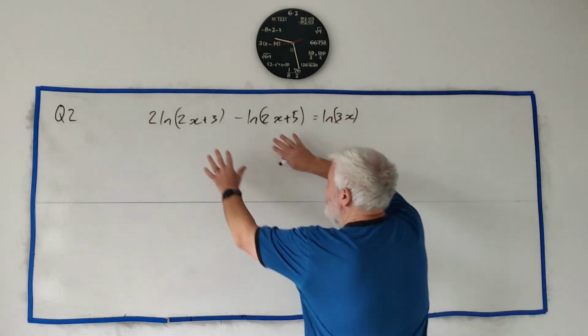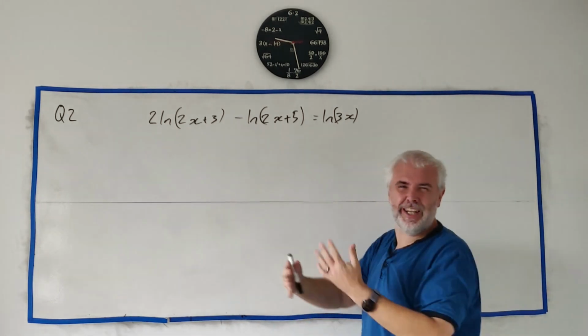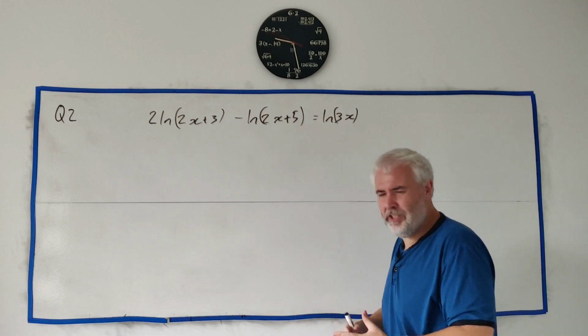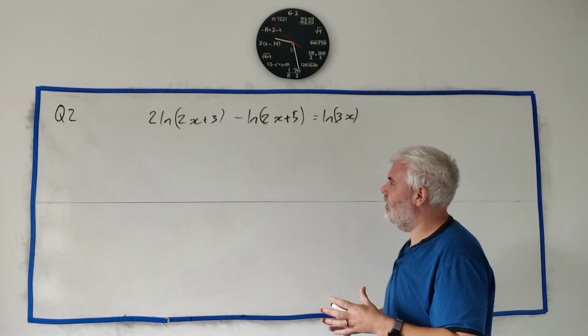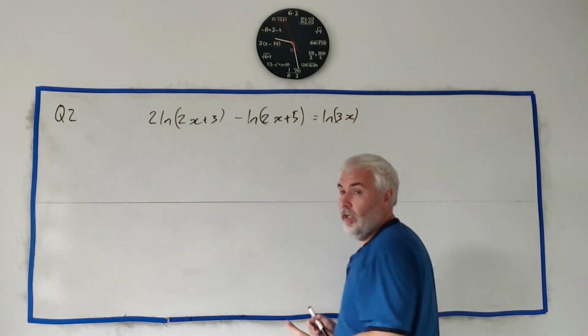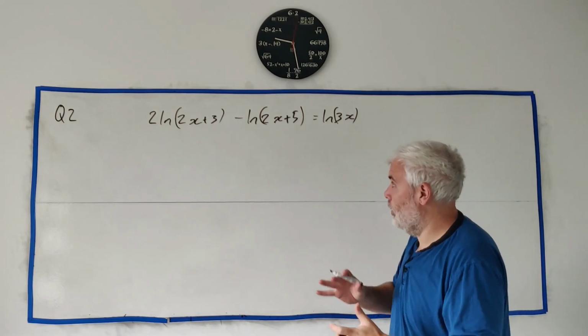For example, these two, they take away. Remember, take away and add are the same thing. We have a rule for two logs taking away from each other. They turn into divide inside their function. But this isn't a pure log. It's 2 multiplied by a log. So that's the first one I'd want to deal with.